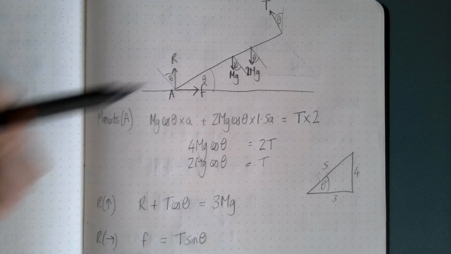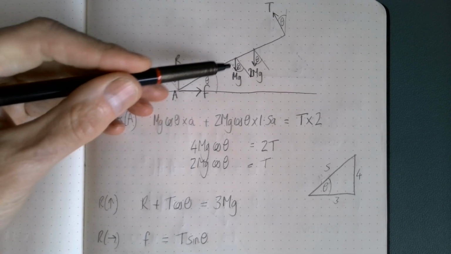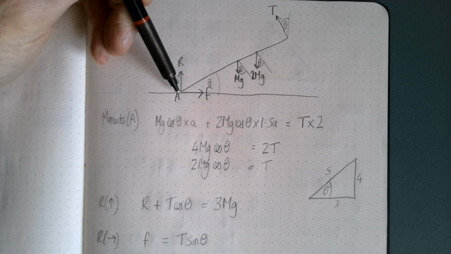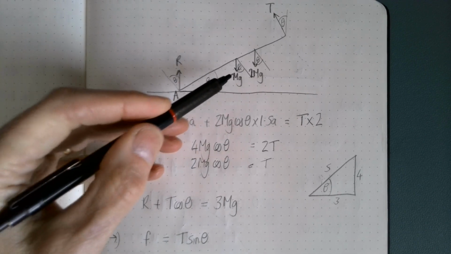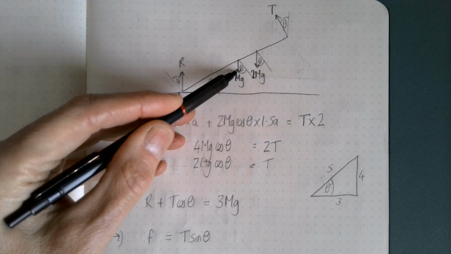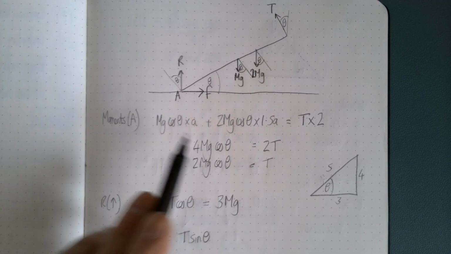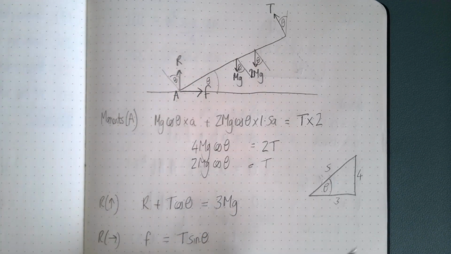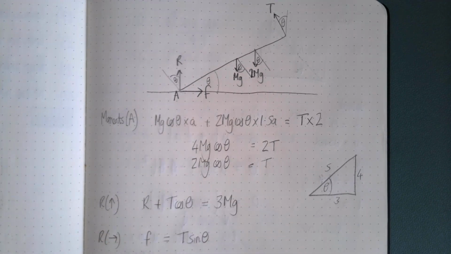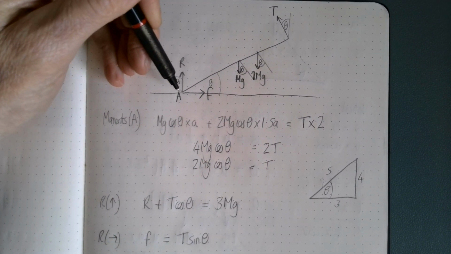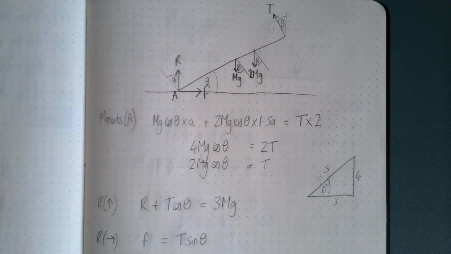So moments, there are two forces pulling the rod clockwise. You've got this one, so the moments I'm going to do perpendicular to the rod. So this force has an effect of mg cos theta, and it's at a distance of a units. And then the moment of this force, 2mg cos theta, and that's at a distance of 1.5a. So when we consider moments, we're talking about the twisting effect on this rod. So we want everything to be perpendicular to the rod.